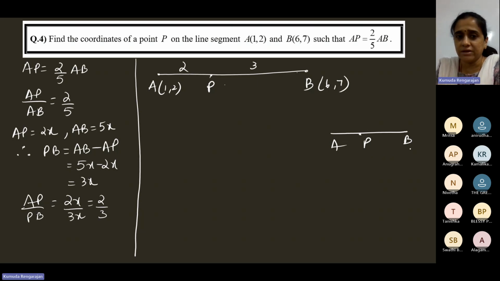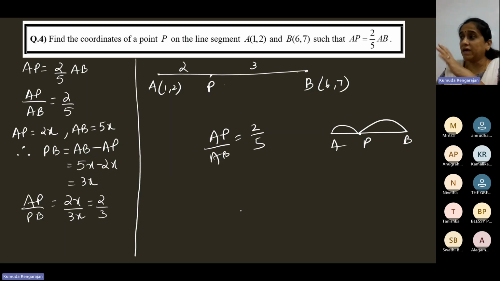The line segment is AB. You can see that. Find the coordinates of the point P on the line segment AB. P lies on the line segment AB. So you want the ratio AP is to PB. But what have we been given? You should do this in the rough column. In the rough, just draw a line segment and represent this information diagrammatically like this. What is given? AP by AB is equal to 2 by 5. We don't want the AP by AB ratio. We want AP by PB.